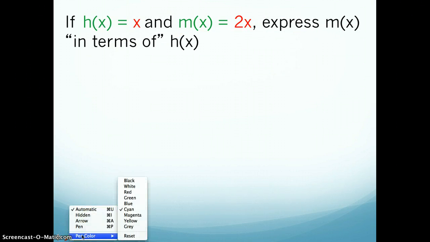I'm going to change my color because that color was a little too light for me. All right, let's go with pink.